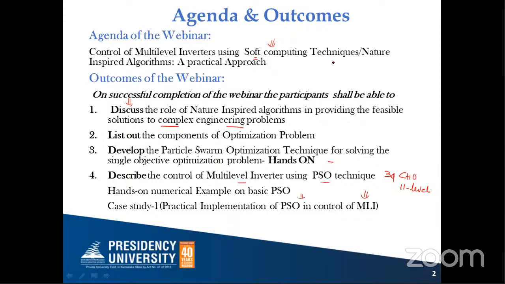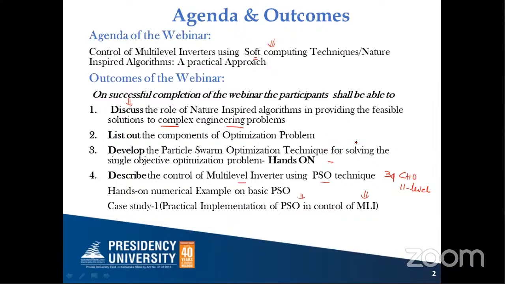So how it can be implemented for your problem, that we will see here. You will get some sort of knowledge about it. So let me brief you once again. The first one is we will be able to discuss the role of nature-inspired algorithms. Second one is we will list out the components of the problem, because in order to formulate the objective function, there should be some components there. So what are the components?